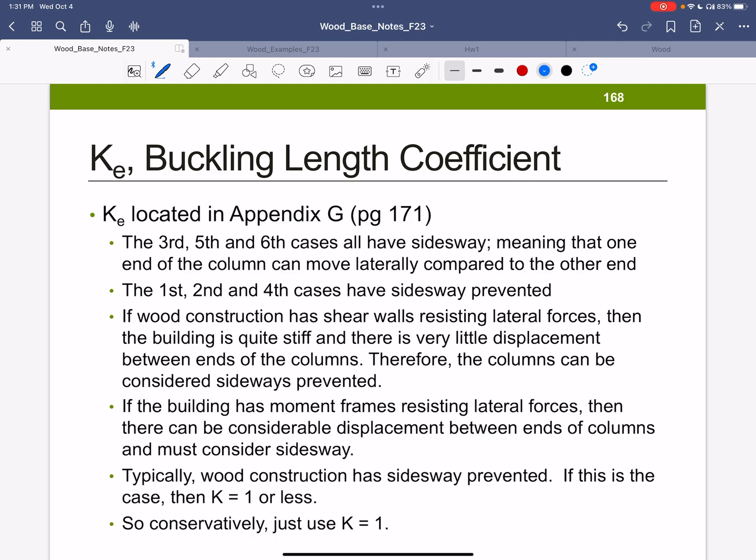If there's shear walls that are holding or resisting lateral forces, then you end up with a pretty stiff building, and you're going to consider that as non-side sway or side sway prevented. If you have moment frames, then you could have a lot of displacements. A moment frame just means I have 2 choices, right? If I've got wind or earthquake, I can have a frame that resists that load, just wood pieces, or I can have a wall that resists that load. The wall is the stiffer option, and that side sway is prevented.